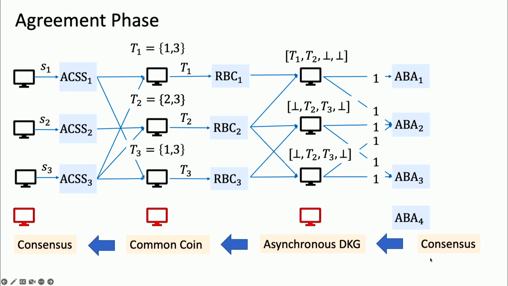And one of the main ideas of this paper is to use this set itself as a source of common coin. We reliably broadcast T1, so for ABA1, we'll use T1 as a source of common coin. For ABA2, we'll use T2, and ABA3 will use T3. So now we have too many DKG sets. We now have to finalize on one of those. So this is one idea. If you want to take one thing from this paper, it is to use different sources of common coin for each ABA.